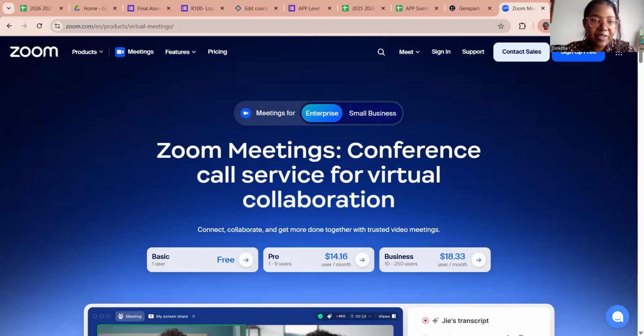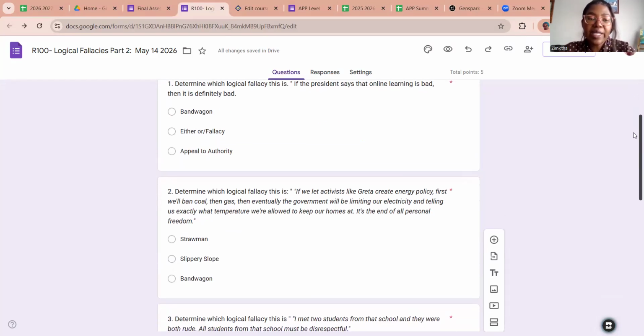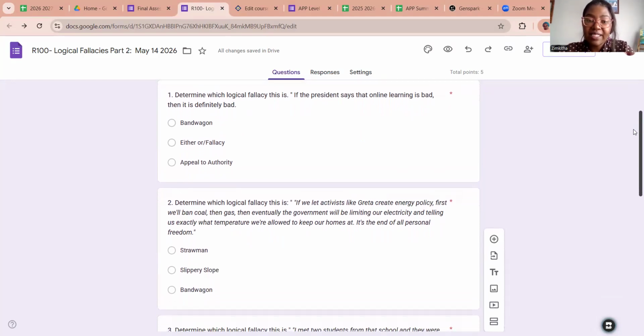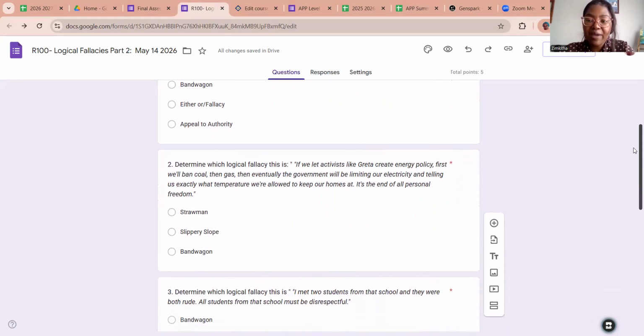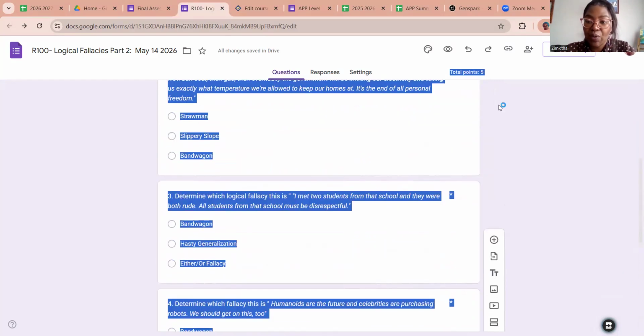This is the form that you have to do. As you can see, it says logical fallacies part 2. It says there, determine which logical fallacy this is. And then you click on the right one. Completed. It's going to go into your participation points, right? It's one of the last things that you can do to help boost your grade.